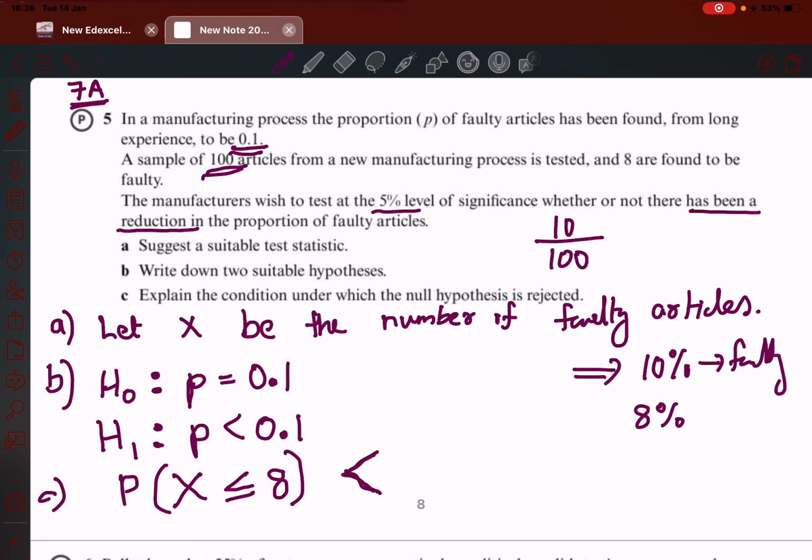So if this is less than 5%, meaning if there is less than 5% chance that it could be 8 or less, then we could reject the null hypothesis, saying that there is evidence, and then we could accept the alternate hypothesis, saying that the faulty article proportion has actually come down to 8% or 7% or something that is clearly less than 10.